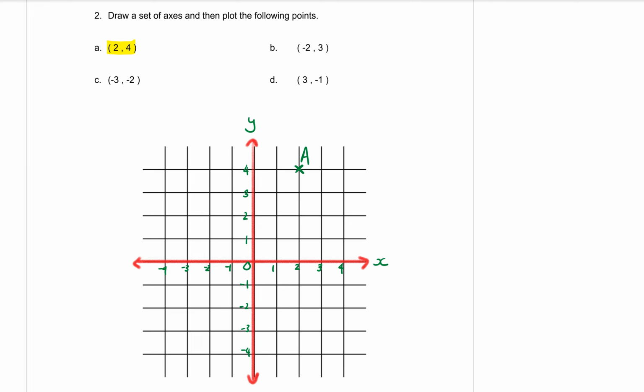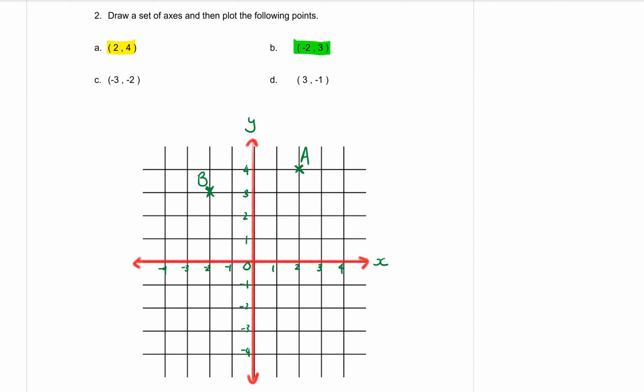Now we're going to do B over here. So it's -2, 3. So -2, always start with the X. X-axis, come across to -2. Then we go up to 3. 3 is up here, right there, and we put another cross. -2, I'll do it again here. 3, put a cross, and the letter B.